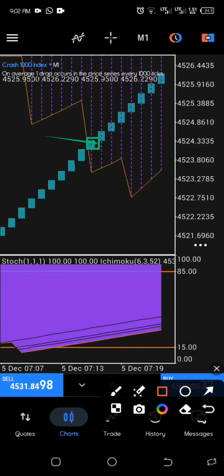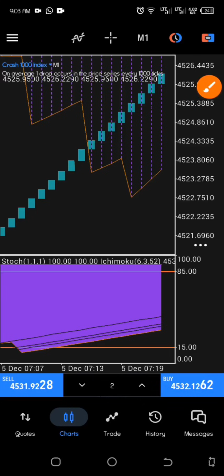After this candle moves inside the Ichimoku colors, we wait for another 2 candles. This is the first one and the second one. So this is the candle that we are going to wait for. After you wait for this candle, your entry will be at this candle right here. So that is the candle you are going to wait for.